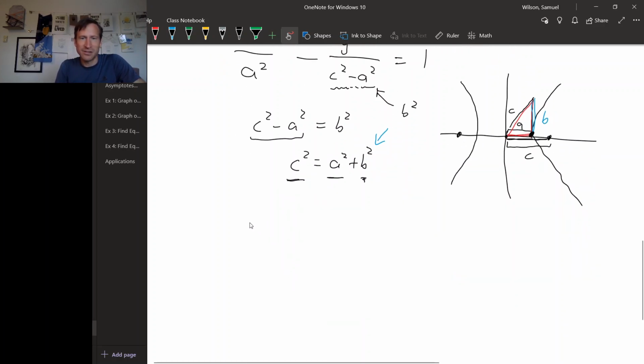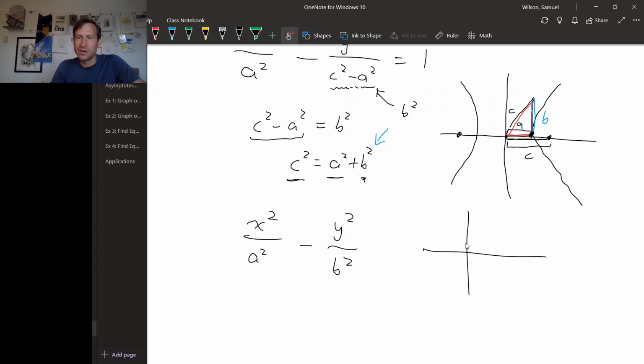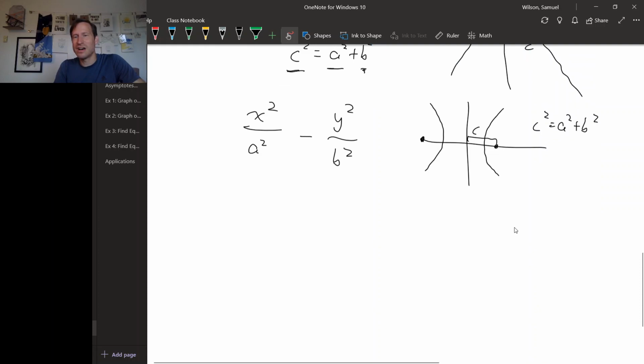Okay, so that means that this equation is x squared over a squared minus y squared over b squared equals 1. And this was a hyperbola whose foci are c units along the x-axis, and c squared is a squared plus b squared. Okay, so that's if you put the foci of the hyperbola along the x-axis.